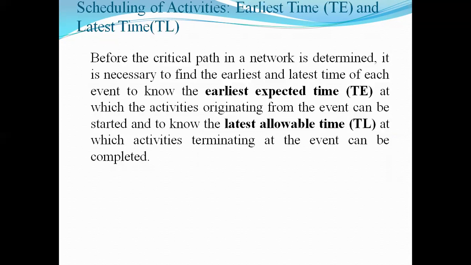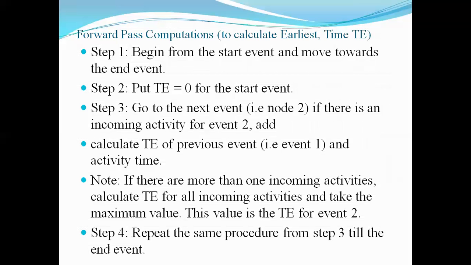Now how do we calculate the TE? TE can be calculated with the help of the forward pass computation. First step: begin from the start event and move towards the end point. As we know, a project has two fixed points, a starting point and an end point. So we have to go along the forward path, that is, from the starting to the ending point. In step number 2, put the starting event's TE equal to 0. Go to the next event.